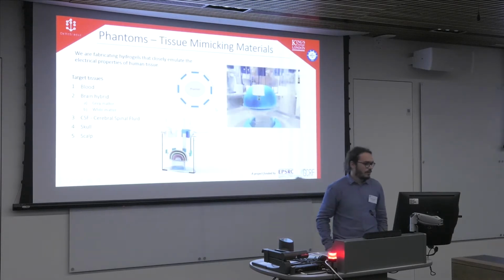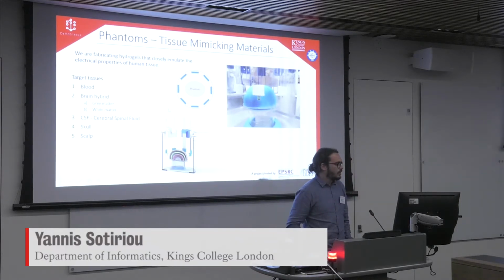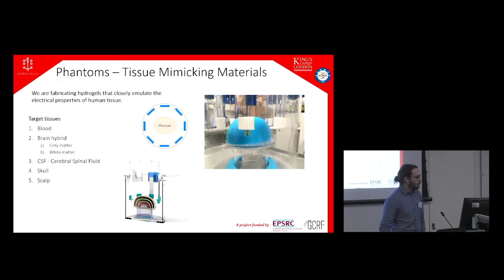So I'm going to talk about phantoms and tissue mimicking materials. We need to fabricate phantoms because we cannot go into human trials early on while we validate our system. So we use hydrogels that closely emulate the electrical properties of human tissue. These are, for instance, blood, the brain hybrid that we use on average for this point, which is an average between gray and white matter, the cerebrospinal fluid, and the skull, as well as the scalp.